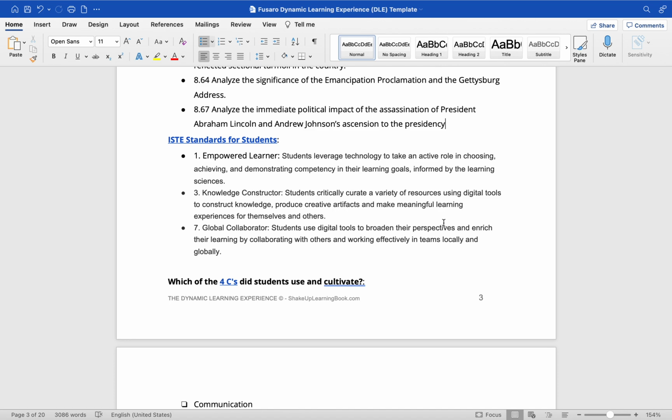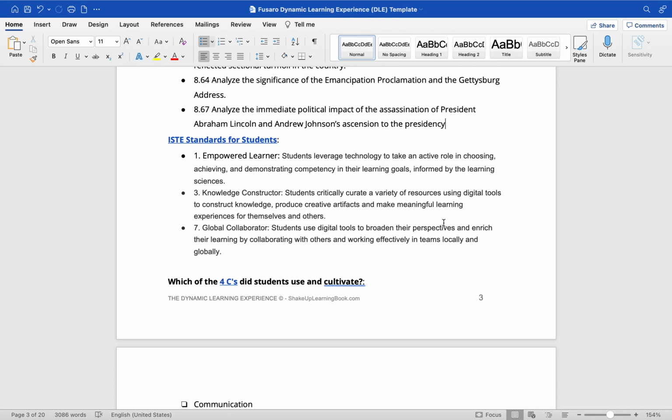Knowledge constructors, students critically curate a variety of resources using digital tools to construct knowledge, produce creative artifacts, and make meaningful learning experiences for themselves and others. So students aren't necessarily creating a physical artifact in this, but they are constructing knowledge. They are taking this information and translating it into a deeper understanding of what happened. So they're really gaining historical context and historical awareness by doing this.